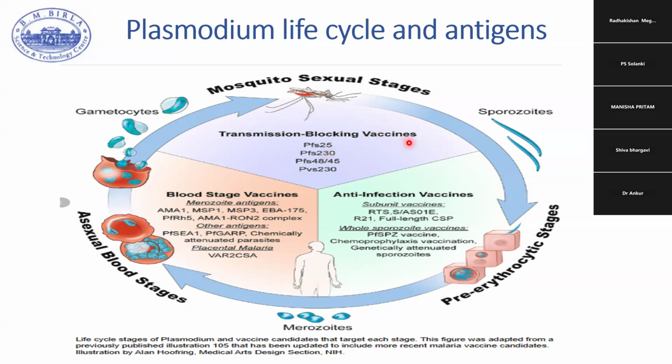So for a transmission blocking vaccine, we use those proteins that are expressed during the mosquito stage. When the plasmodium is inside the mosquito, there are different protein expressions. But when it enters our human host body, the proteins expressed on the surface of this plasmodium are different. So if you want to develop a vaccine that can inhibit the growth of that pathogen and provide protection during the early stage of malaria, you have to select the proteins that are expressed during the pre-erythrocytic stage.